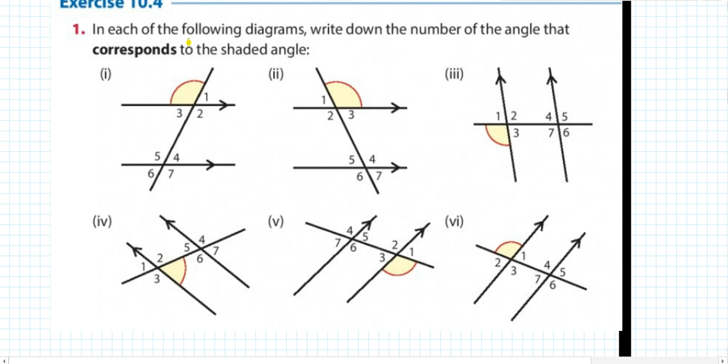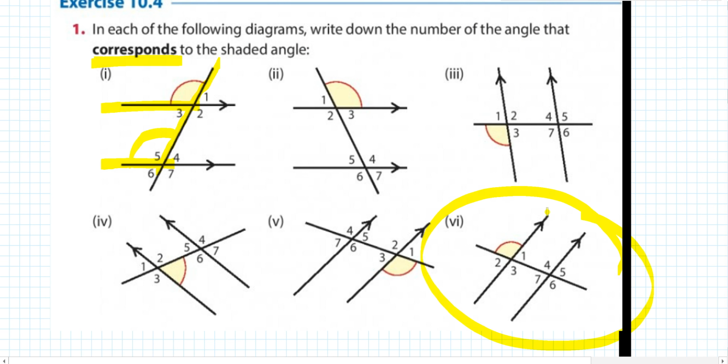So question 1 here, in each of the following diagrams, write down the number of the angle that corresponds with the shaded angle. Okay, so I'm looking for corresponding angles. Is that a Z or an F shape? It'll be an F shape. So I have my parallel lines and I have my transversal across it. So where is the F shape formed? It's formed with the 5.